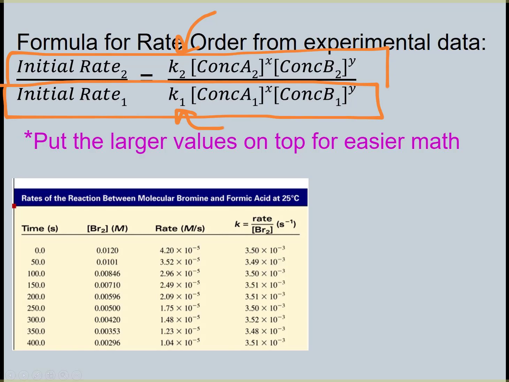Down here I have a table that shows the relationship with time, the concentration of bromine, the rate, and it also has the rate law constant. And what I want you to see is that the rate law constant is just that. It is a constant. So this is experimentally determined, and you can see that it's about the same value. So when you look at that rate law, that is associated with a certain reaction.